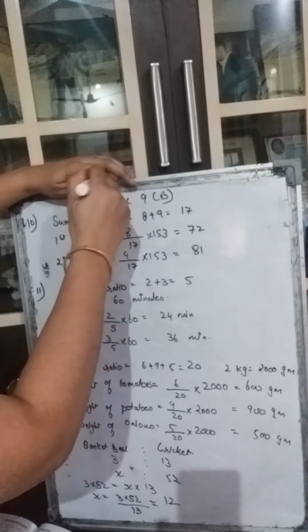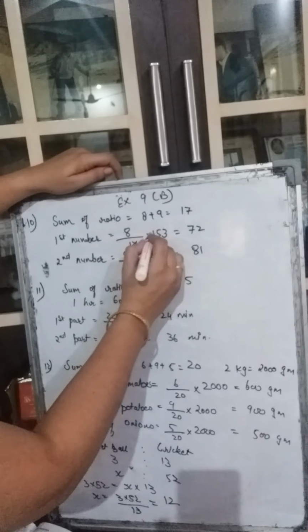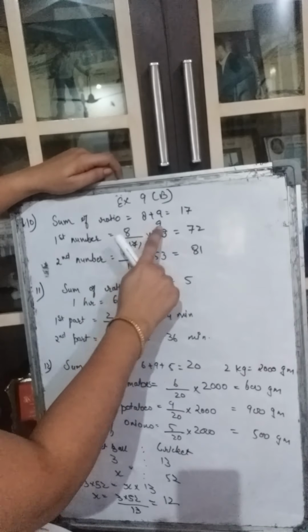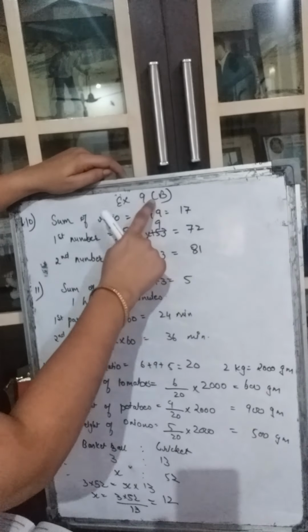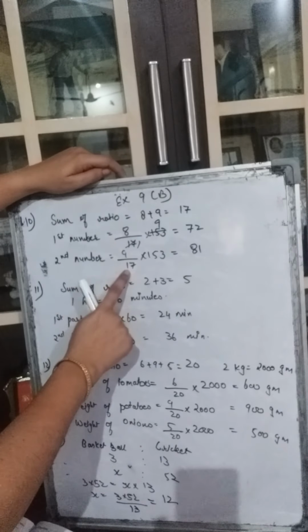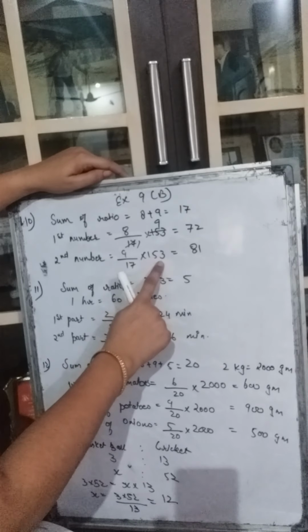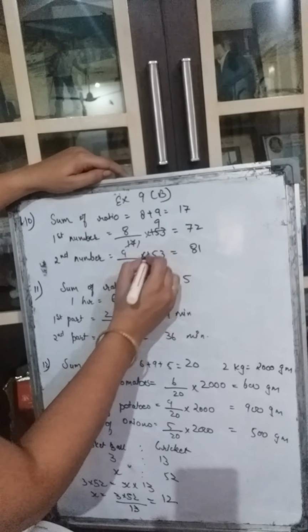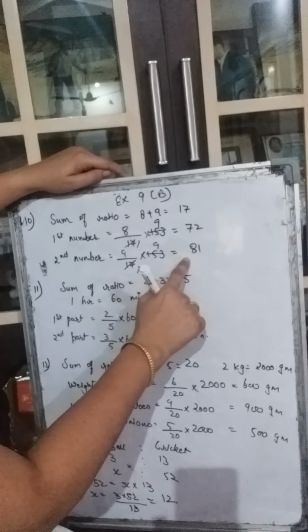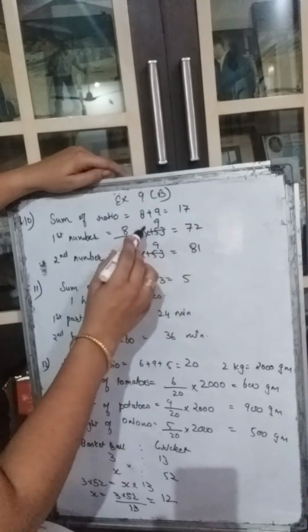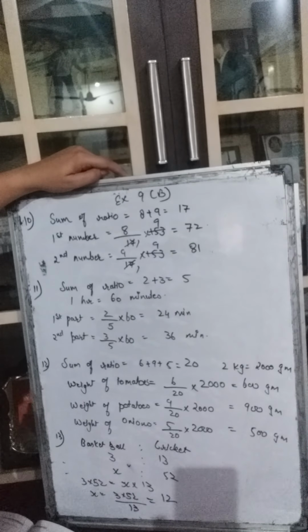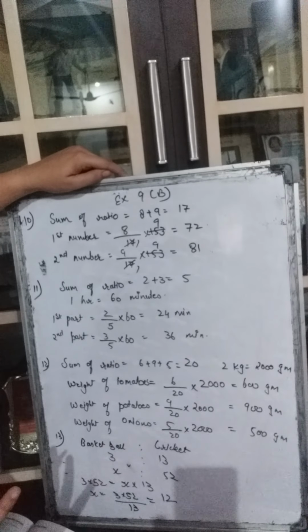So here what is there? 17 ones are and 17 nines are. So 9 8s are 72. This is the first number. What will be the second number? The second ratio upon the sum of the ratio into 153. So it will be 17 ones and 17 nines are 81. You can cross check by adding these two. The sum should be 153 only. If it is coming to 153, your answer is correct.